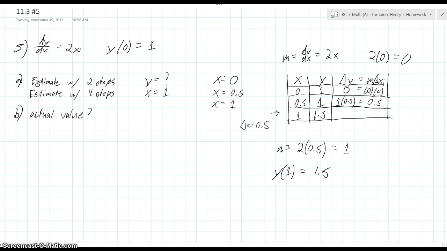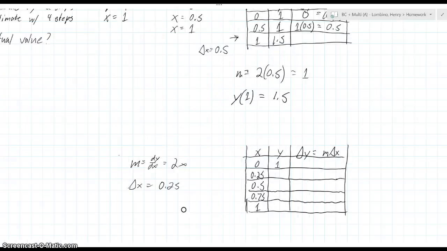Now when we do this with 4 steps, we're basically going to do the exact same thing, except that the change in x is going to become smaller, meaning that our answer is going to be more accurate. I'm just going to do that out right now. Okay, so now this is with 4 steps. Now we've changed the change of x to 0.25, so we have 4 steps to calculate at. Our m is still equal to 2x. So let's start plugging this in right now.